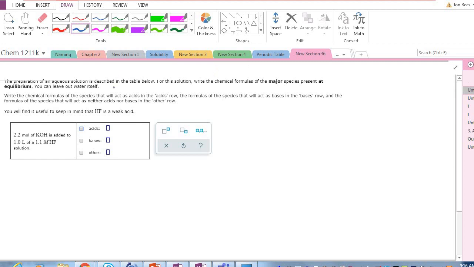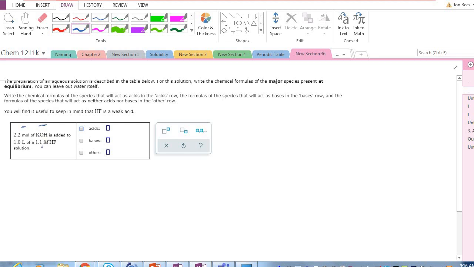Okay, so we have a strong base. We have 2.2 moles being added to a 1.1 mole per liter solution of HF, so 1.1 moles because there is 1 liter. HF is a weak acid, and KOH is a very, very strong base. When I put this into water at the beginning, I know I'm going to have some K+. I know that I'm going to have some OH- because strong bases completely fall apart. And I know that I'm going to have some HF. Again, remember that the basic part of that is OH-. That K+ is just a spectator.